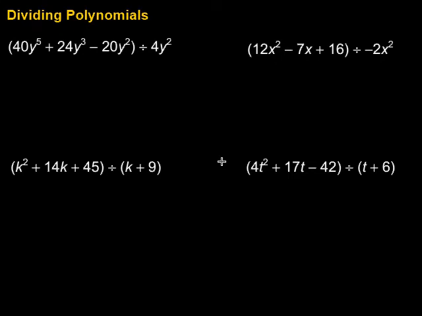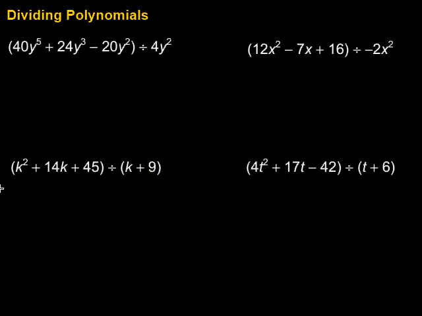Alright, let's take a look at dividing polynomials. We're going to look at two different types of dividing polynomials. The first one is where we have a polynomial, in this case a couple trinomials, and dividing it by a monomial, meaning there's one term like that. And our second thing we're going to look at is dividing a polynomial by a binomial.